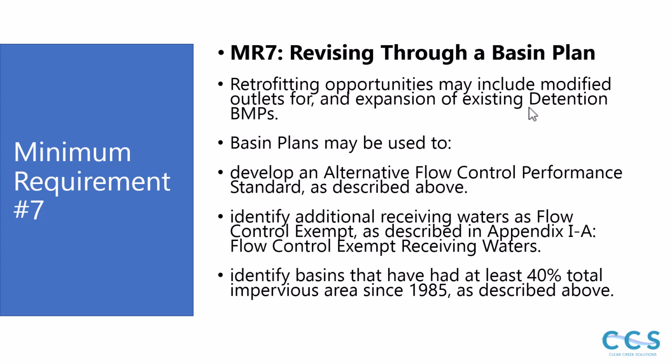Basin plans may be used to develop an alternative flow control performance standard, identify additional receiving waters as flow control exempt, and identify basins that have been at least 40% total impervious area since 1985, as described before. That is minimum requirement number 7. We went over a modeling scenario there.